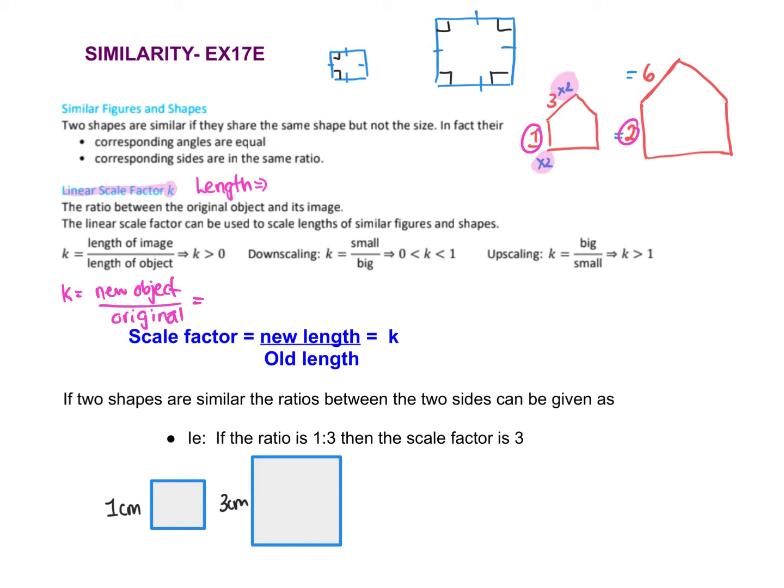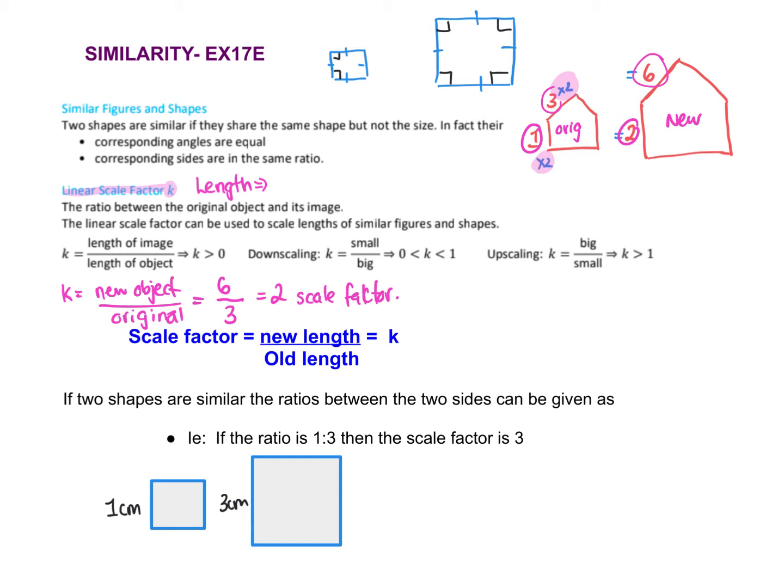So if you look at my example, say this was the original and this was my new object, to find the K, if I said these were similar, I'd do the new object. I pick one of the sides, I could pick this 6, and the new object's side was 6 and the original object's was 3. So you can simplify 6 over 3 and you get 2. So that's how we know that 2 is the scale factor.